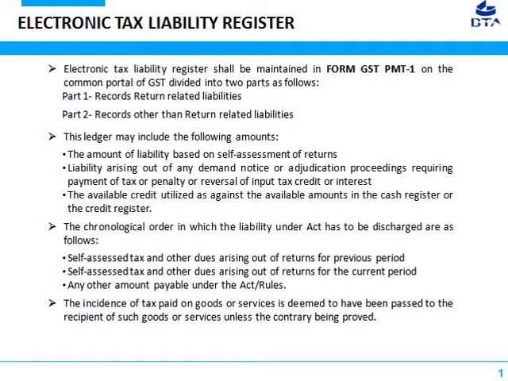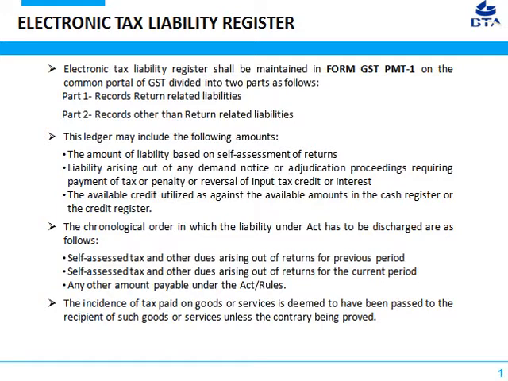Electronic Tax Liability Register is a register to be maintained in the common portal of GST in form GST PMT-1 to record all liabilities of a taxable person. Part 1 is for recording return related liabilities and Part 2 is for recording other than return related liabilities, such as liability arising out of any demand notice or adjudication proceedings.